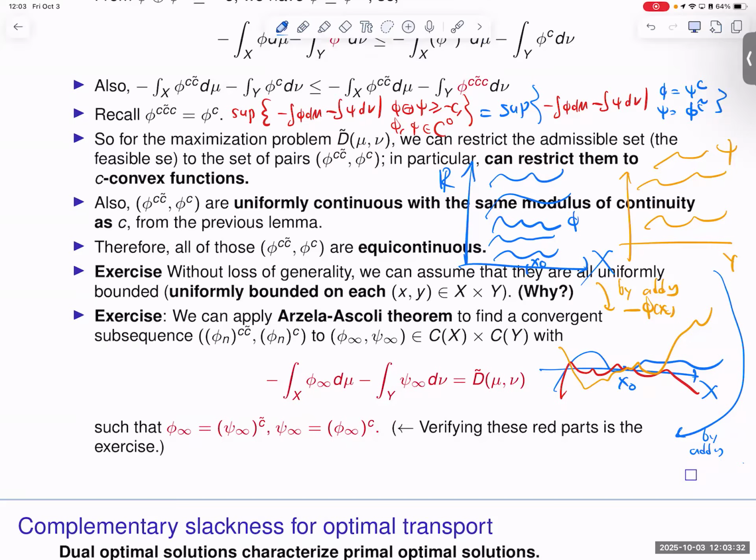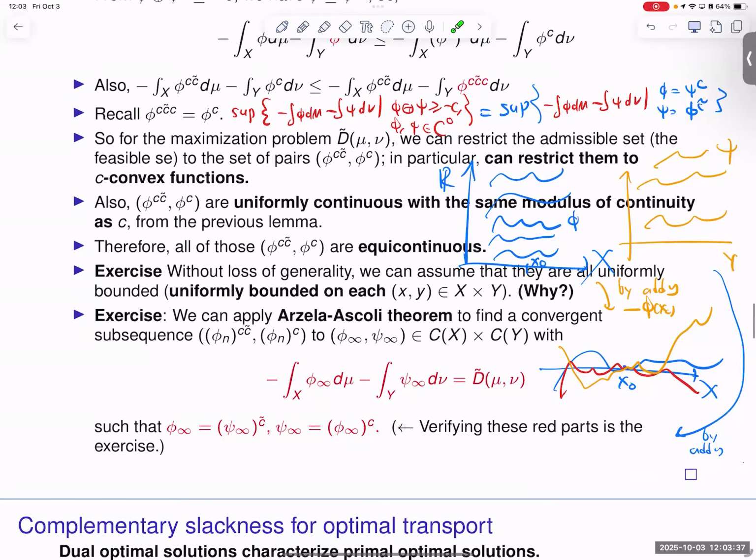Here you have phi and psi, and they are paired. Let's say phi is psi^c, and psi is phi^c. So when they are paired, when you modify this phi by adding a constant, you want to modify psi with the same constant but opposite sign.